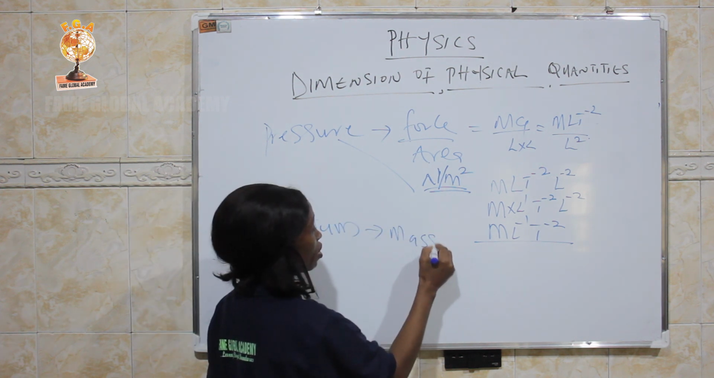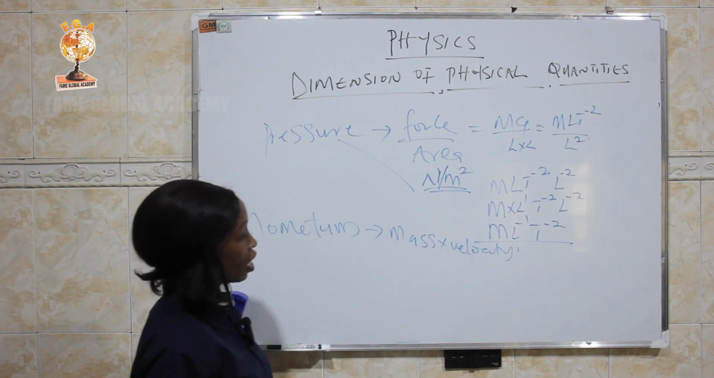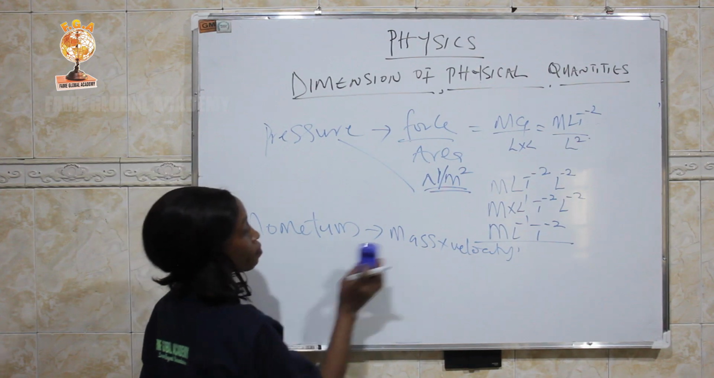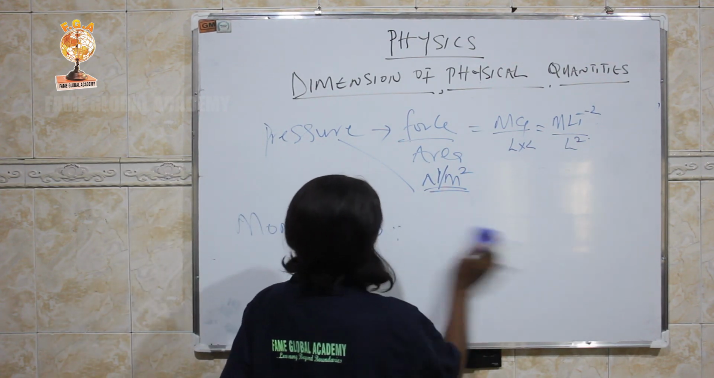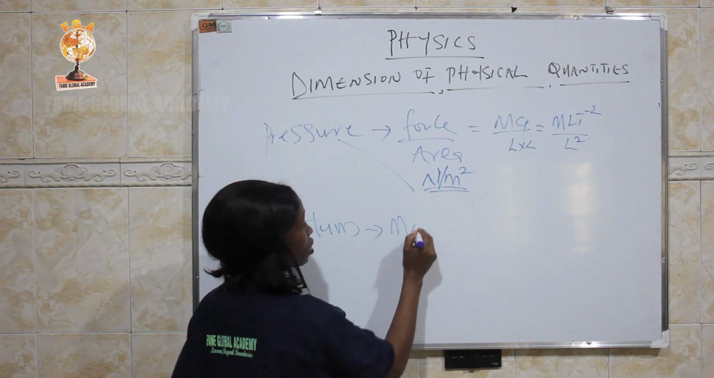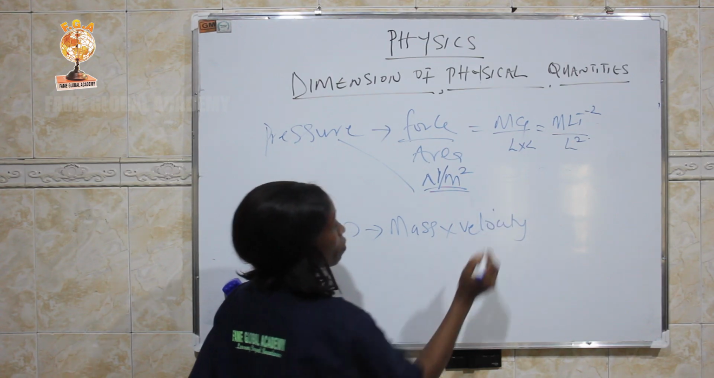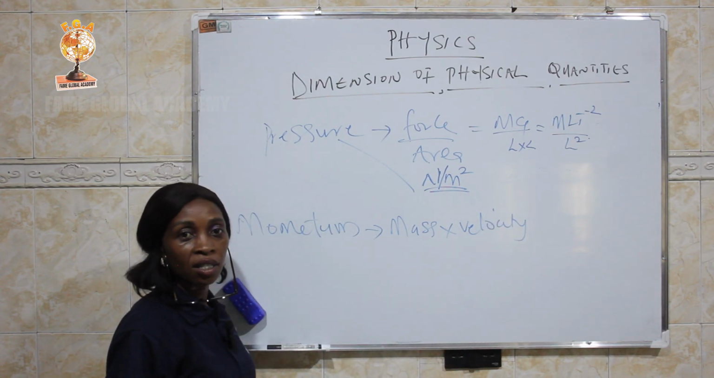Mass times velocity. Momentum, I said, is mass times velocity. That's the formula. Mass times velocity.